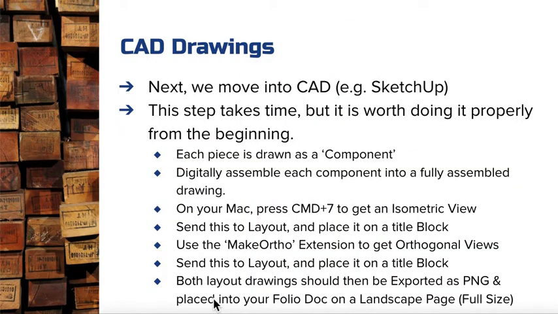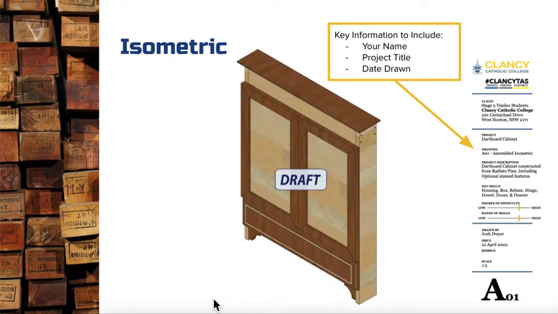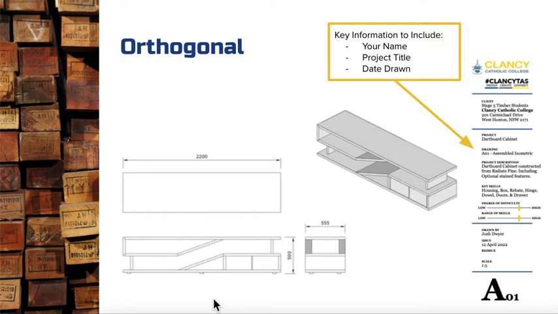Once you've got your isometric drawing, we can then use the Make Ortho Views to get your orthogonal drawings. Now, your orthogonal drawings are a technical type of drawing that have front, side, and top views. They usually have dimensions and they're presented in a technical manner. They look like this. Again, they go onto a layout, onto a drawing block.